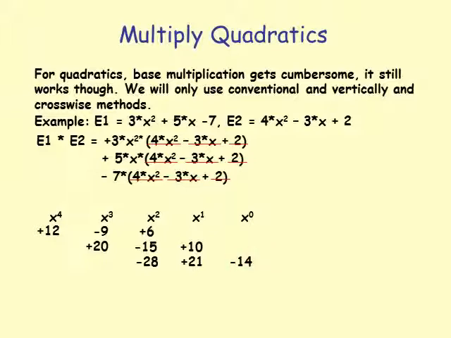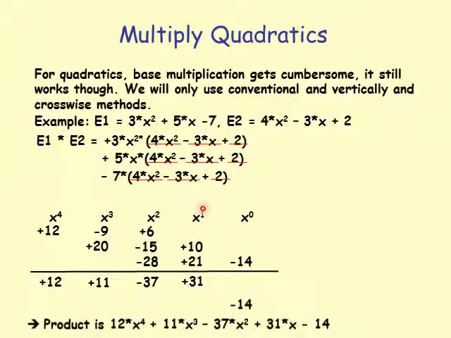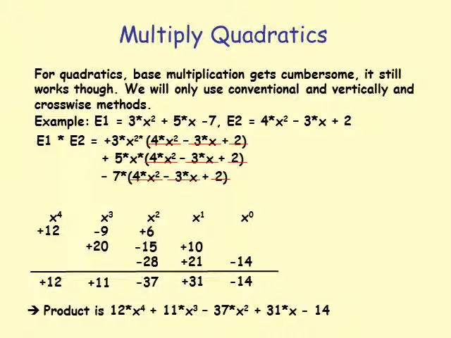Let's continue. Now let's add them up in columns. So we got plus 12x fourth plus 11x cubed. Then plus 6 minus 15 is minus 9, minus 9 plus minus 28 is minus 37, so minus 37x squared. Then 10 plus 21 is 31, so plus 31x, and minus 14.